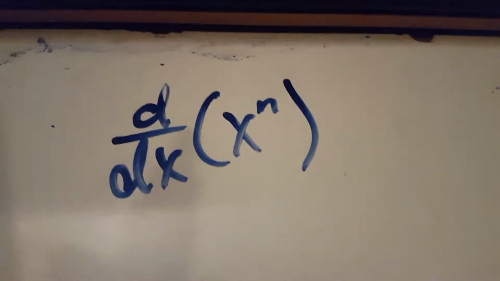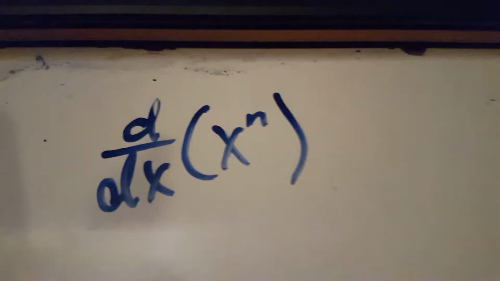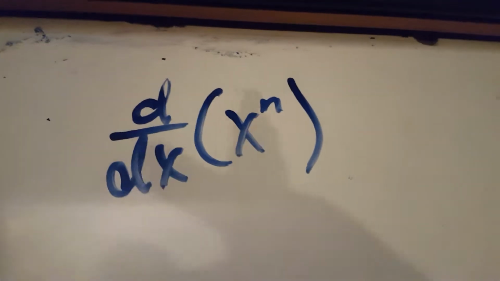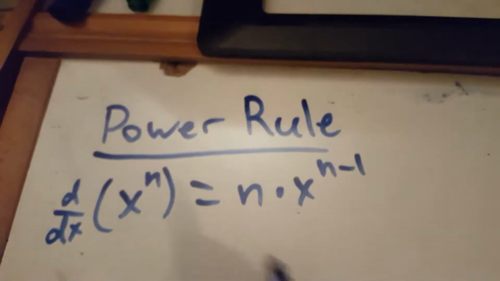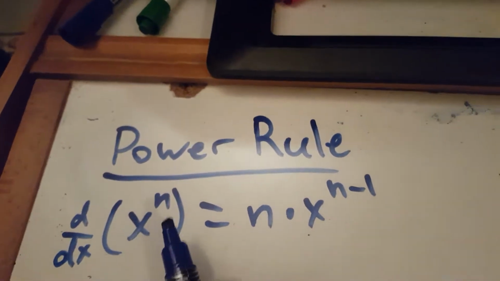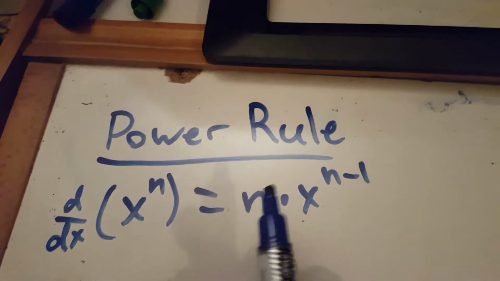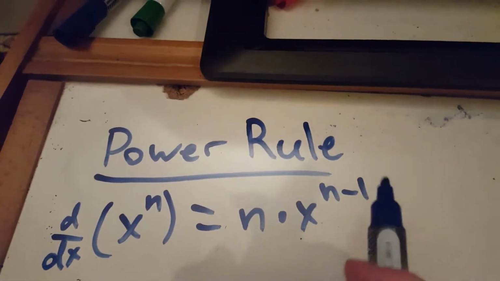What's up, guys? Today I'm going to go over the power rule, or more specifically proving the power rule without using the power rule, hence it being a proof. So anyway, for those of you who are familiar with the power rule, that says the derivative of x to the n is equal to n times x to the n minus 1.